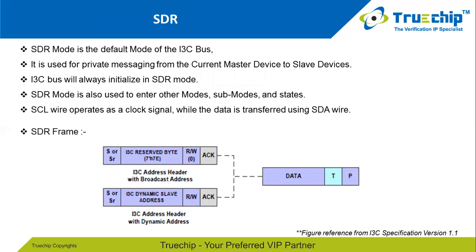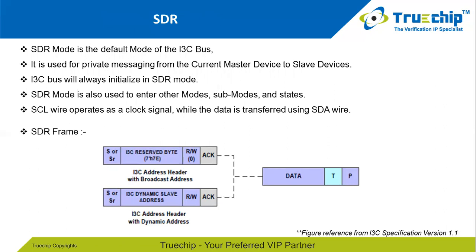SDR mode is the default mode of the I3C bus and is primarily used for private messaging from the current master device to the slave device. SDR mode is also used to enter other modes, submodes, and states, and for built-in features such as common command codes, in-band interrupts, and transition from I2C to I3C by assignment of a dynamic address.